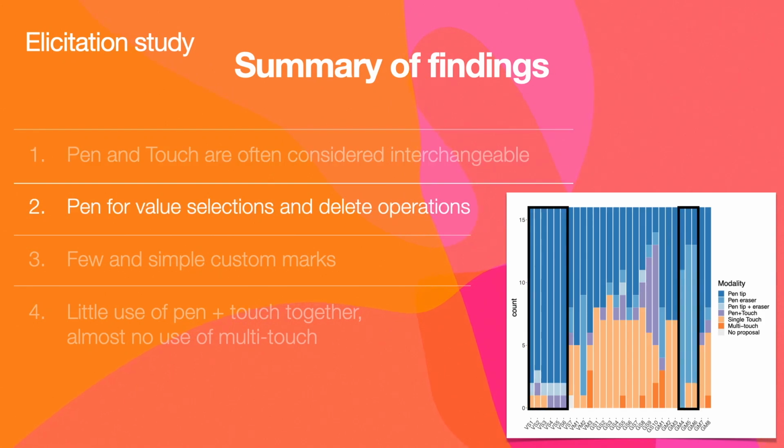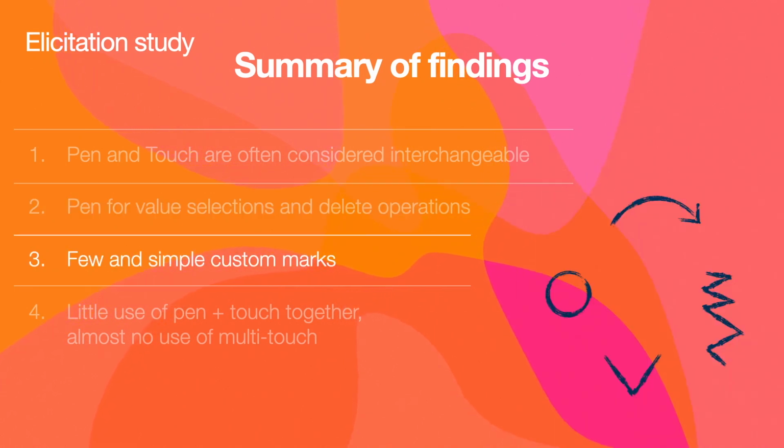Two exceptions are the selection of values and the deletion of elements, both of which are almost systematically performed with the pen. For selection, certainly because the tip of the pen allowed for higher precision, especially when selecting part of a string or a single character, and for deletion, they use the other end of the pen for the eraser analogy.